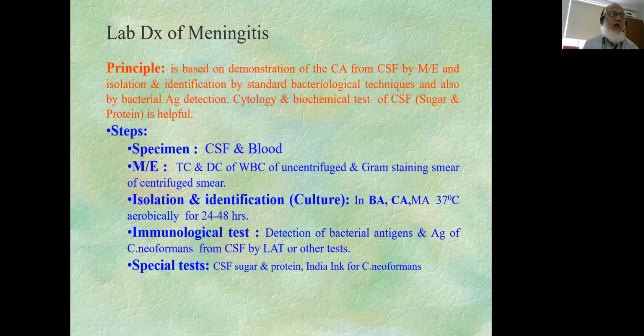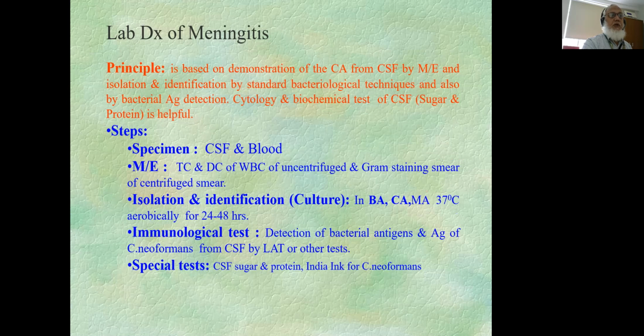Laboratory diagnosis of meningitis is also a little bit different from the other ones, because besides the bacteriological tests, we also need some cytological and biochemical tests that help in diagnosis. So the specimens will be CSF and blood. Microscopy of the CSF for total count and differential count of WBC, and Gram staining smear of the centrifuged sample is helpful for diagnosis. Culture is to be done in blood agar, chocolate agar, MacConkey agar, and if there is delay, the specimen should be kept in the incubator, not in the refrigerator.